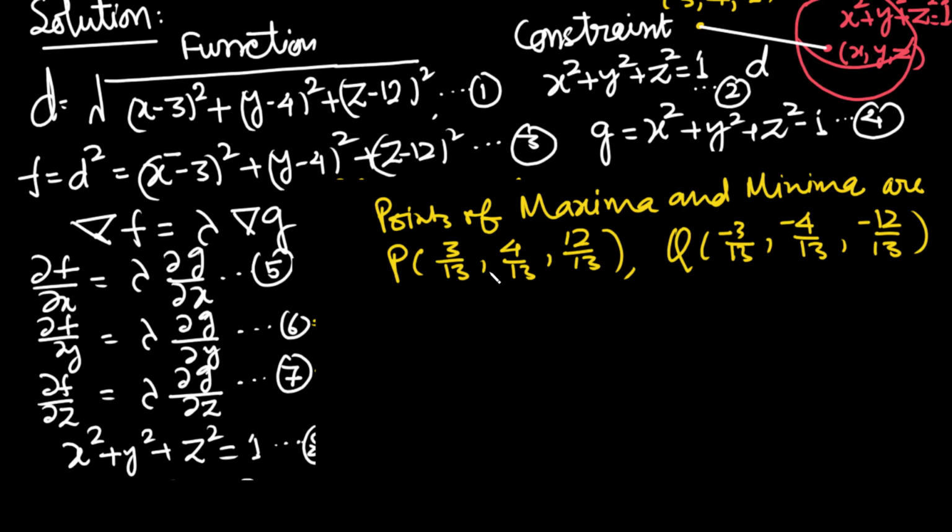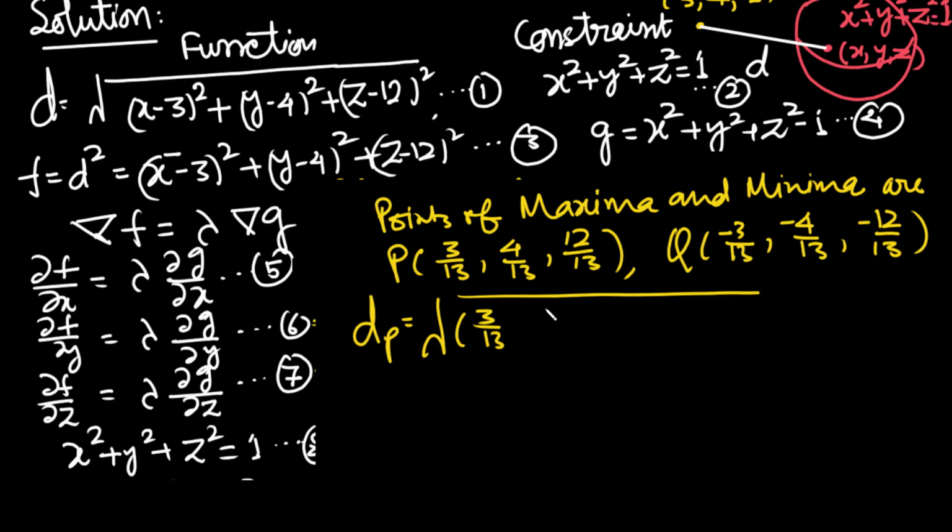So how do we decide at what point the function d will have a maximum value and at what point it will have a minimum value? We simply plug in this point in the given function d and find the value of d. That is, we find the value of the distance function at point P.